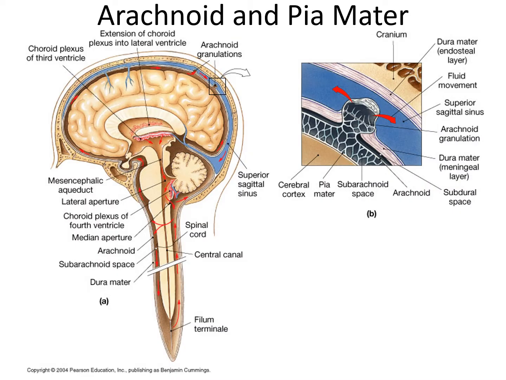Here again, you can see those three layers. You can see the outermost dura mater. You can see the fluid called cerebrospinal fluid. You can see the spider web-like arachnoid mater with its subarachnoid space. And you can see the deeper Pia Mater, which is directly connected to the brain or underlying tissue.